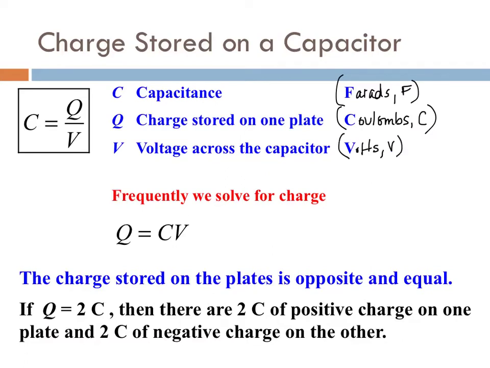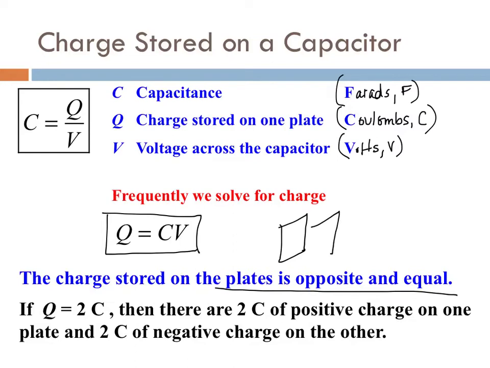So again, most of the time you're going to be asked to solve for the charge in the capacitor. So it's convenient to rearrange this equation and memorize it as Q equals C times V. The other very important part is that the charge stored on the plates is opposite and equal. So we mentioned earlier that if we have these two plates and you have a charge of 2 coulombs, what that means is that one plate will have a positive 2 coulomb charge and the other plate will have a negative 2 coulomb charge. Again, you wouldn't say that it has 4 coulombs, it simply has a charge of 2 coulombs.